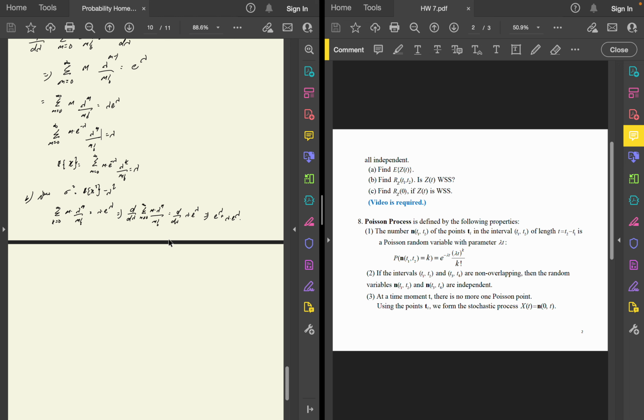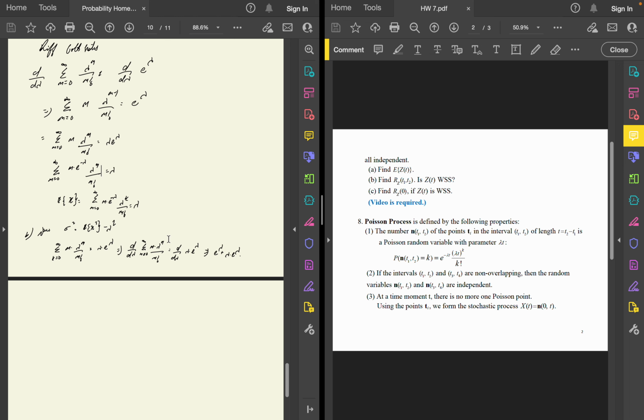Next we need to find the value of E of R(t, t1, t2). Since we already know the value of E of X, it's easy to find. We substitute the values of t1 and t2, and then we finally get e raised to lambda plus e raised to lambda. As simple as that. Thank you guys.